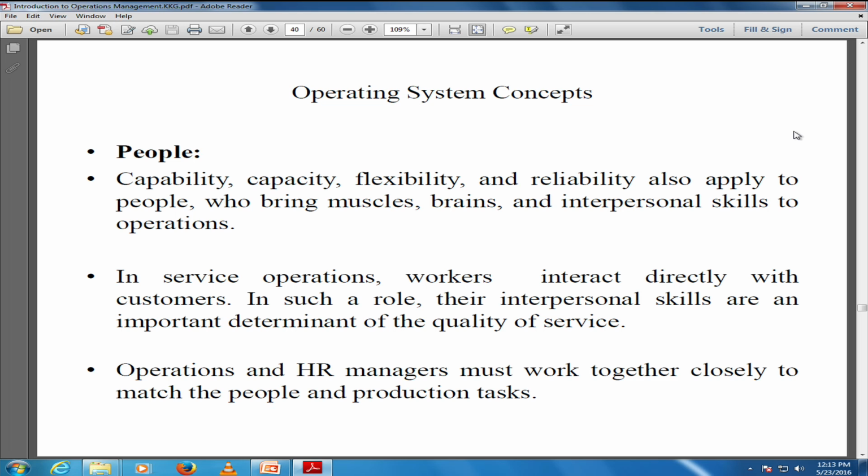If you have not, you can log into this YouTube production and service operations management course. You can give my name or Professor Rai's name. We conducted a workshop there. We have extensively dealt with this particular need of service operations. Operations and HR managers must work together closely to match the people and production tasks. This is what I was saying, that seamless integration between different functions is necessary in order to achieve business excellence.